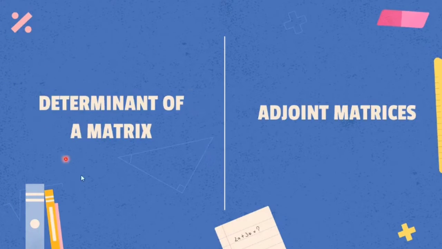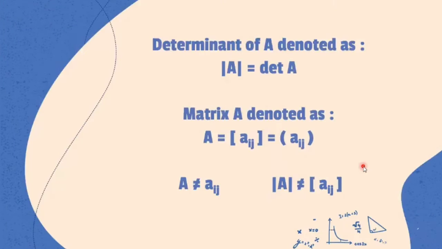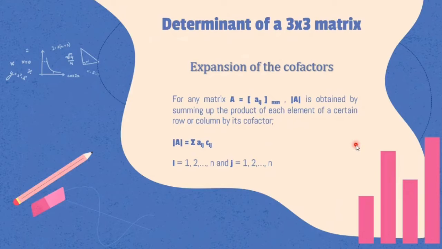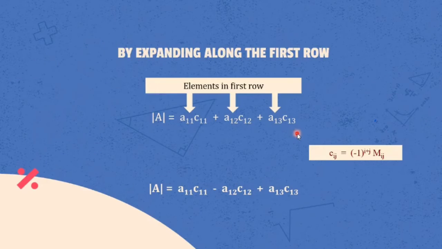Next, I will cover the subtopic determinant of a matrix and adjoint matrices. So, the determinant of a 3 times 3 matrix, expansion of the cofactors. For any matrix A equal to [Aij], n times n, which is the order, the determinant of A is obtained by summing up the product of each element of a certain row or column by its cofactor. So to find the determinant of a 3 times 3 matrix, we use the method of expansion of the cofactors.